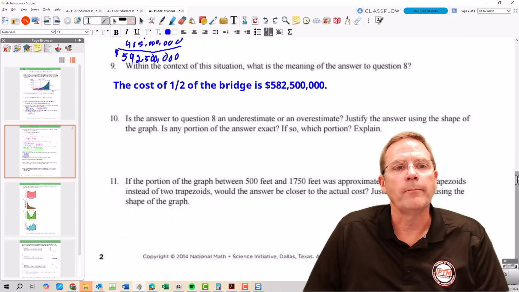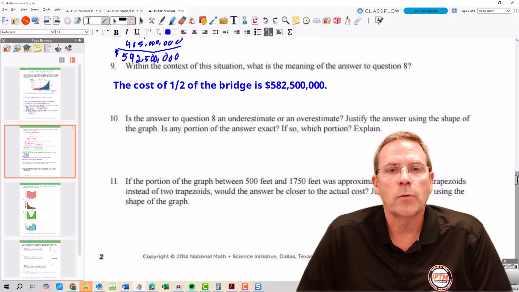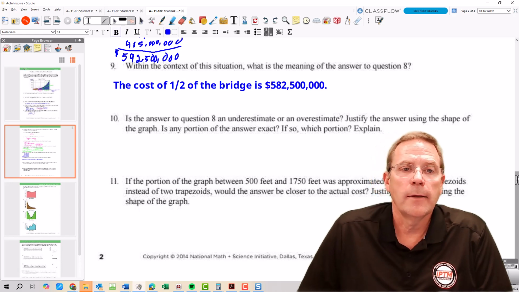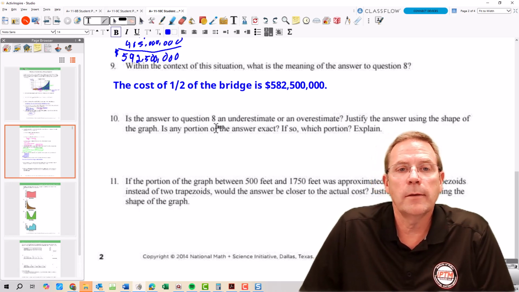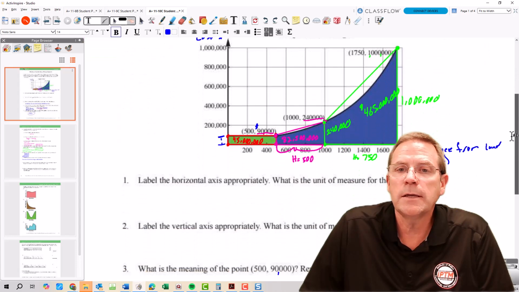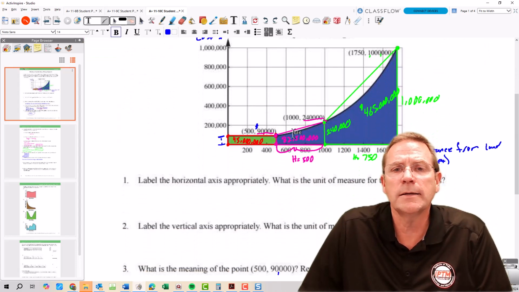For part 10, it says, is the answer to question number 8 going to be an underestimate or an overestimate? Justify the answer by using the shape of the graph. Is any portion of it going to be an exact answer? If so, explain. So if we go back and look at our graph, we can see that our trapezoids have a lot of dead space.